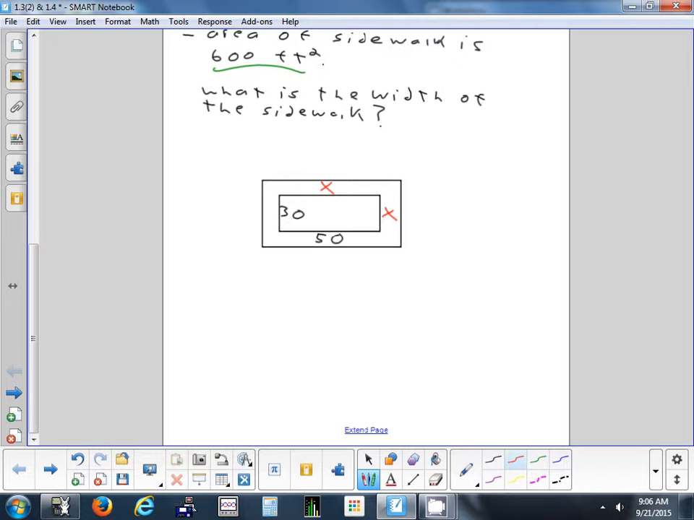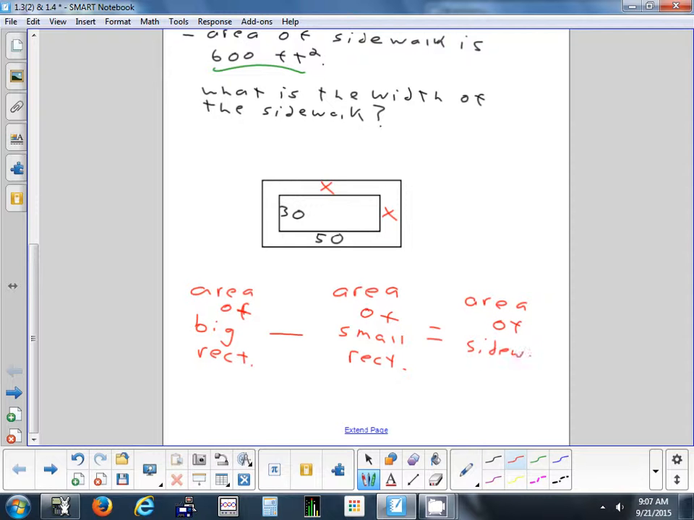Okay. What I'm going to do is find the area of, let's call this the big rectangle, and then subtract the area of the small rectangle. If you do that, you're going to be left with just the sidewalk area. So we'll figure these two things out in a second. And that's going to give me the area of the sidewalk. Any questions on that? That's the big idea of what we're going to do.